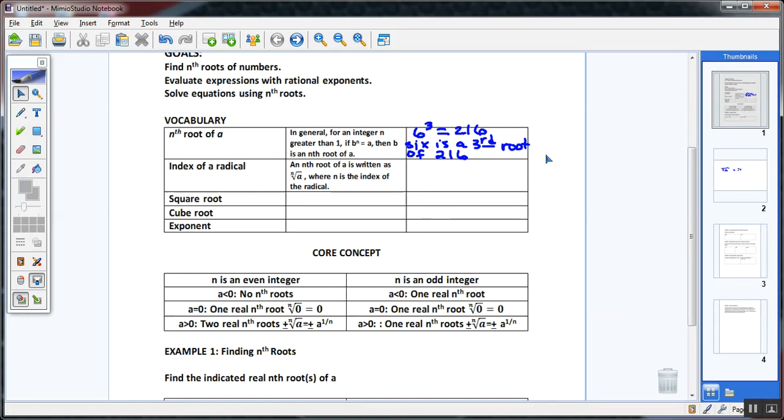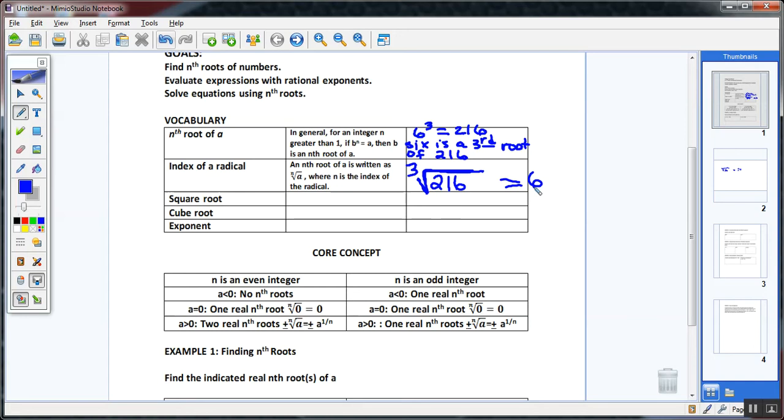This is really what we're saying, kids. We're saying put your 216 underneath the radical sign. Your index up here is a 3. What root am I looking for, kids? Or how would you read this, kids? Which root am I after? Third root of 216. What's this going to equal? 6. Okay, the third root of 216 would equal 6. So I think you have that.